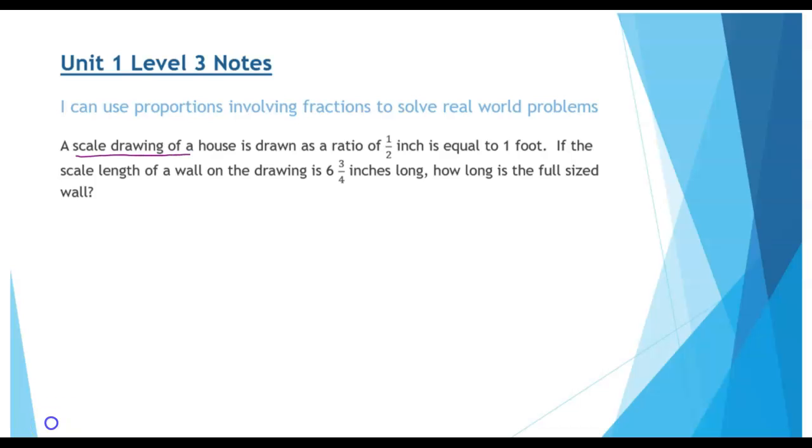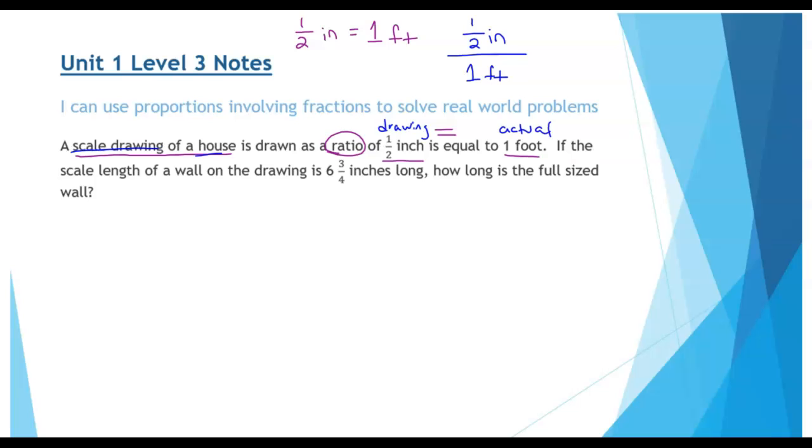A scale drawing of a house is drawn as a ratio, a comparison of two things, where a ½ inch is equal to 1 foot. Well, we could write a ½ inch equals 1 foot. Well, this is a rate. We can say a ½ inch for a scale drawing to 1 foot of the actual, because the drawing is going to be smaller than the actual. So the drawing is that ½ inch to every 1 foot in the actual house.